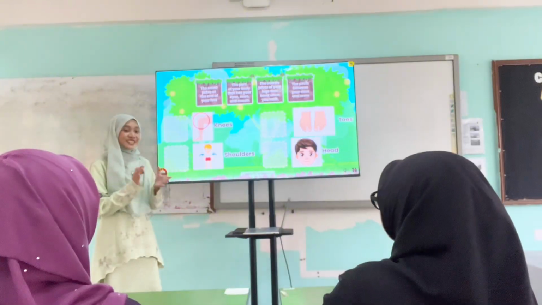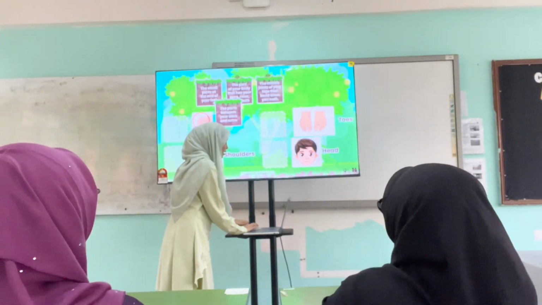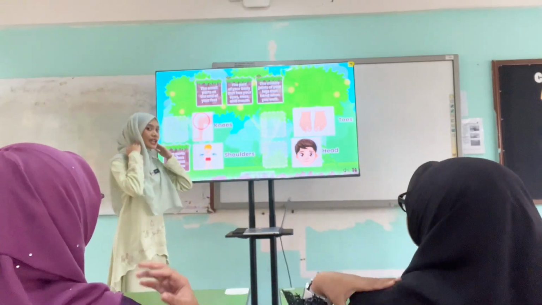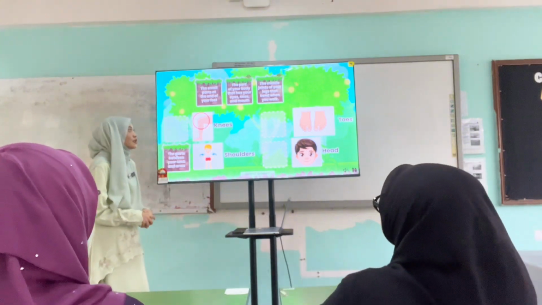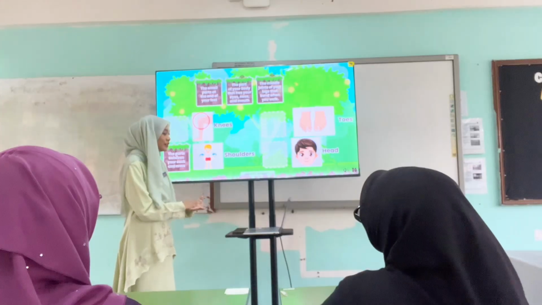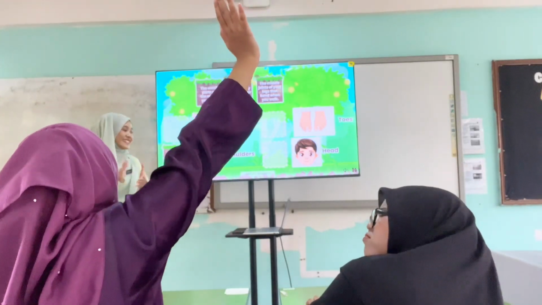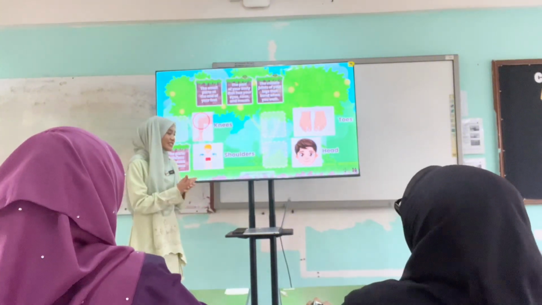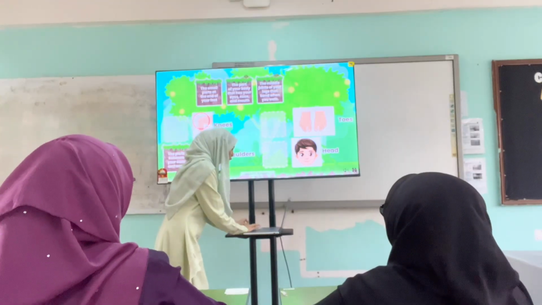What is the body part? Shoulder! That is correct, Farah. Good job. The part between your neck and your arm is your shoulder. Okay, the next question is the small parts at the end of your feet. Knee. Okay, Annisa, what is the body part? Toes. Correct, Annisa. The correct body part is toes.